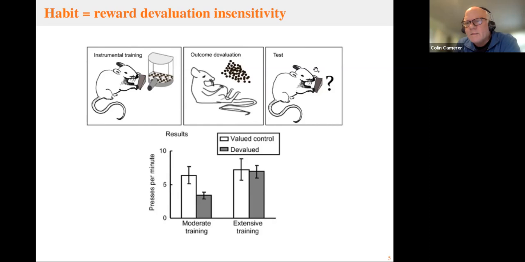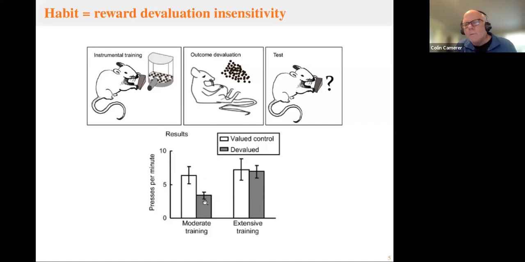And then they go back in the test, and the test is, do they keep pressing the lever to get food, which they don't like anymore? So the food has been devalued in this biological sense. With humans, it's like you give them M&Ms and they just eat as many as they want, and presumably they're satiated and they don't have any marginal utility. With moderate training, the control, which does not eat devalued food, presses about 7 times per minute. And the devalued condition rats press less, about 3.5.